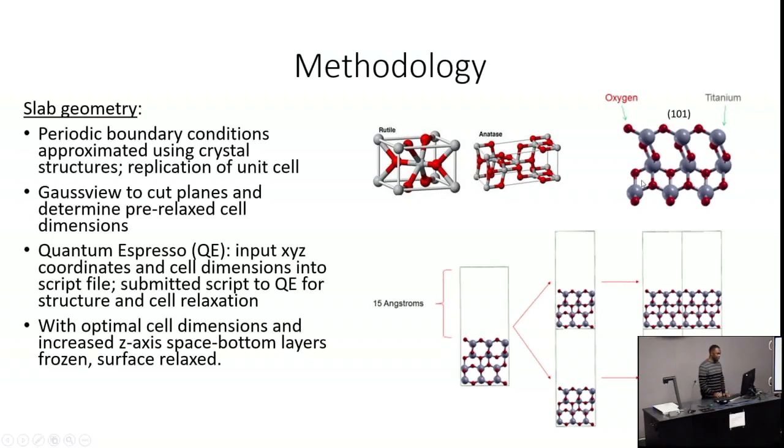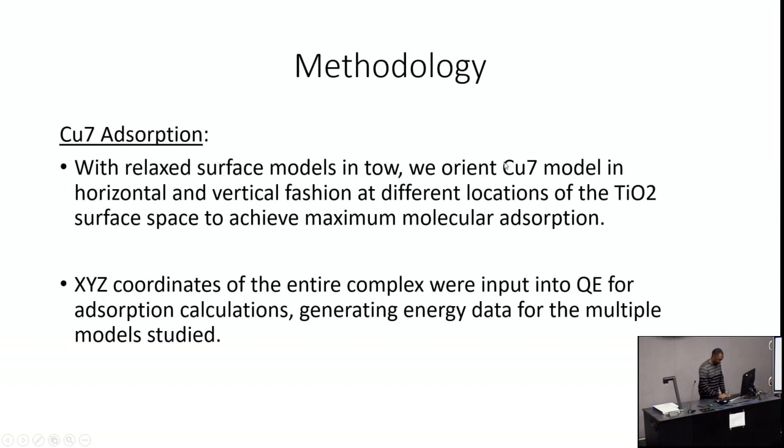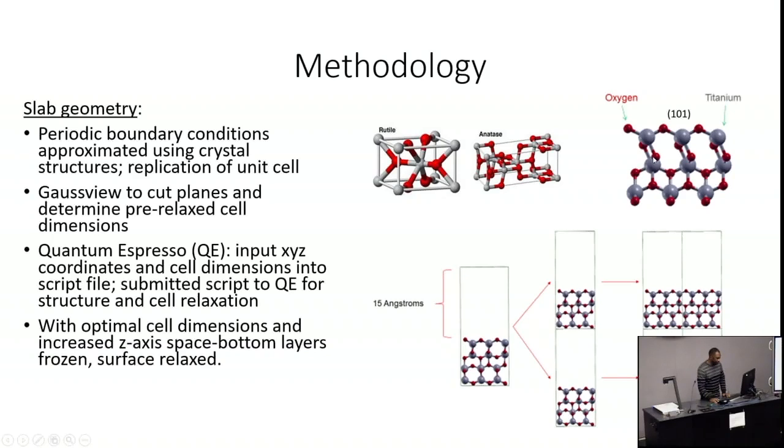And so what I do is I freeze the bottom layers, and I allow the top layer to move and relax and find its optimal locations in space. And once it gets to its ground state, then I can proceed with introducing that cluster into the surface.